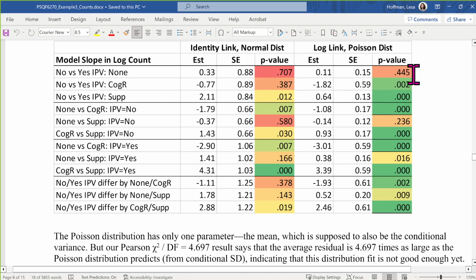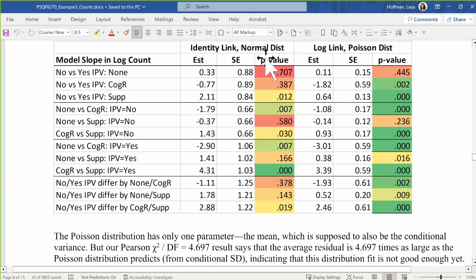But what I want to draw your attention to is the last column, the conclusions that we would draw. In the ANOVA model, we had 2 of the interaction contrasts, so the last 3 rows here, 2 of them were non-significant and the third was significant. Now it looks like everything is significant. So if we looked at the output from the log link with the Poisson, we would come to a very different set of conclusions about how significant these effects are. The question is, which ones are more believable? And the answer so far is neither of them.